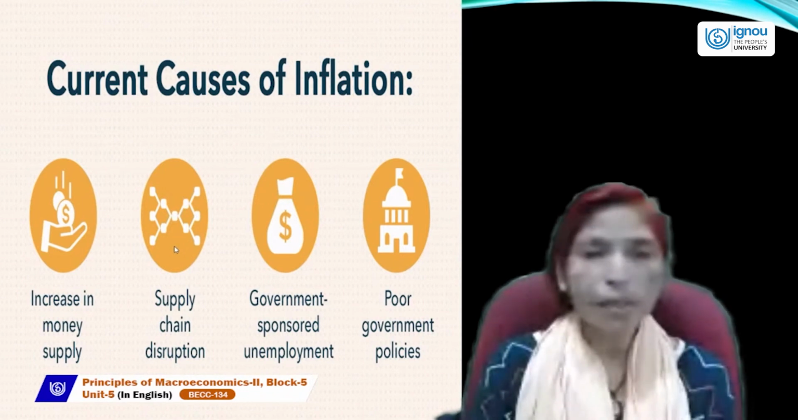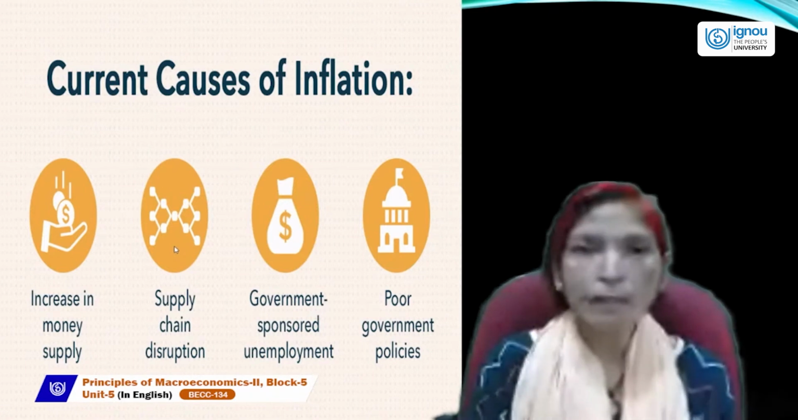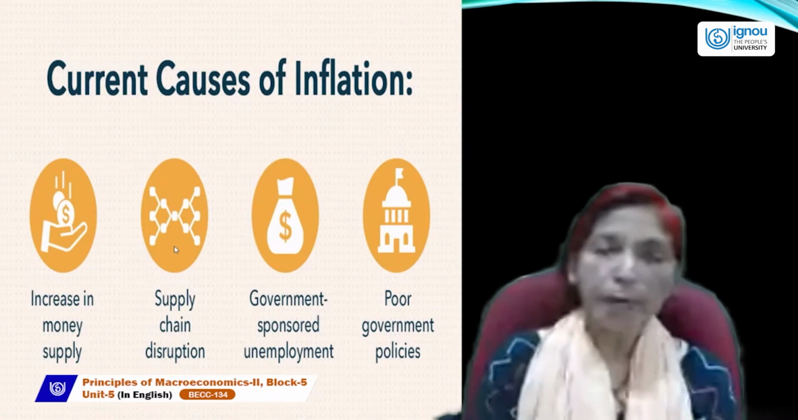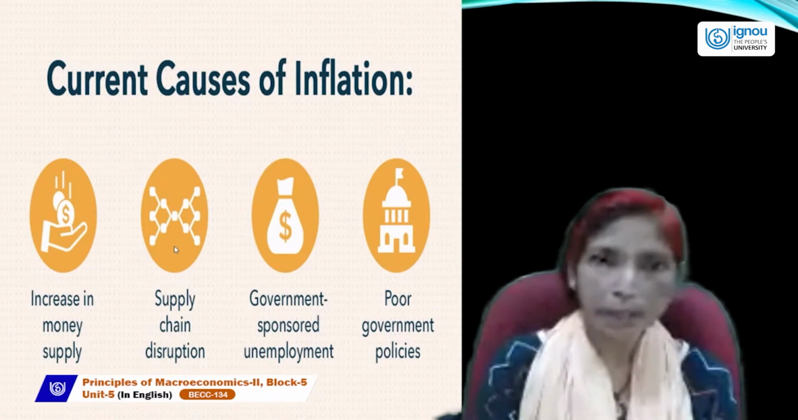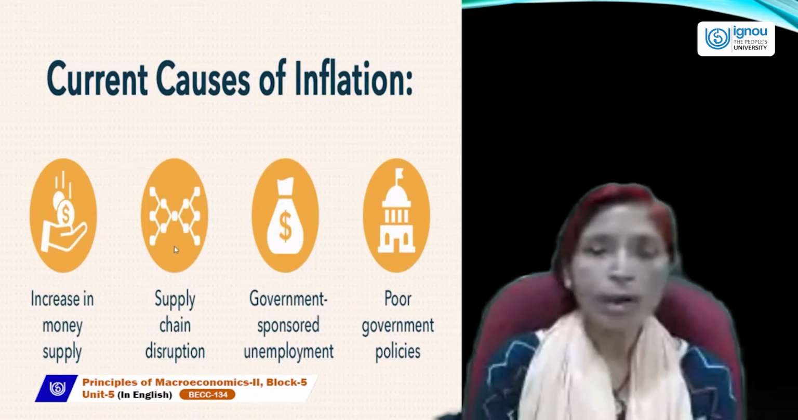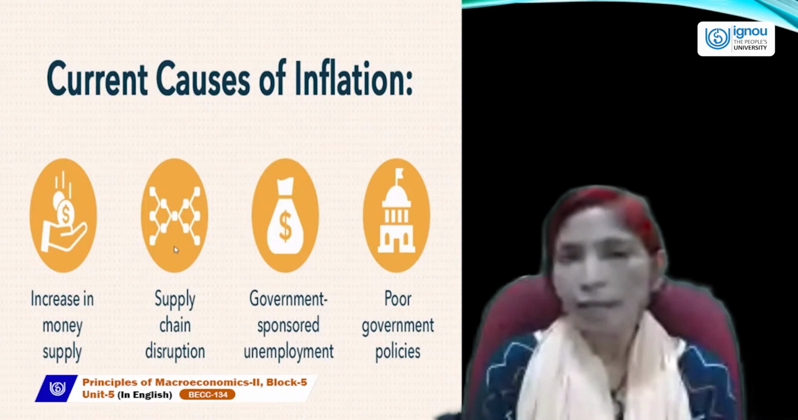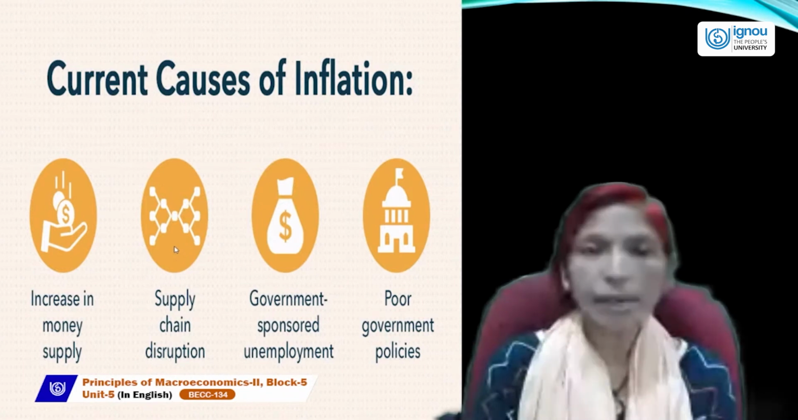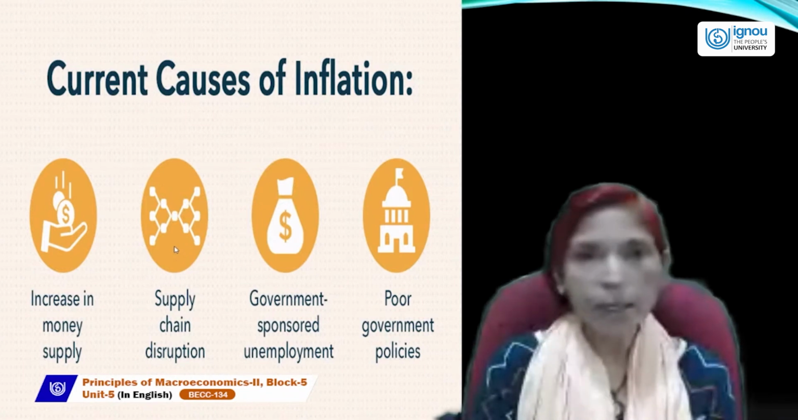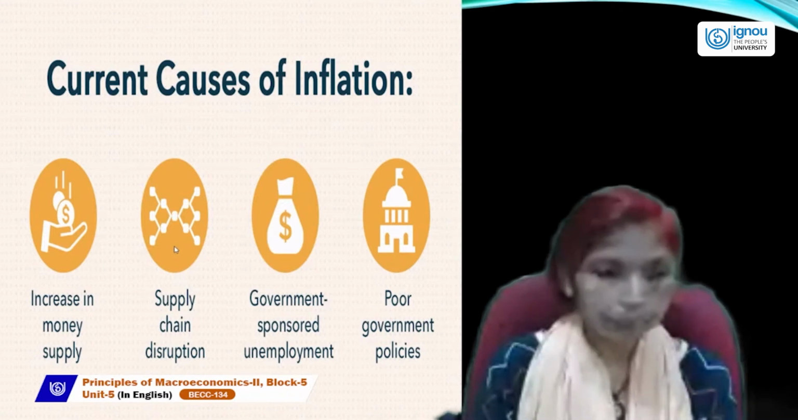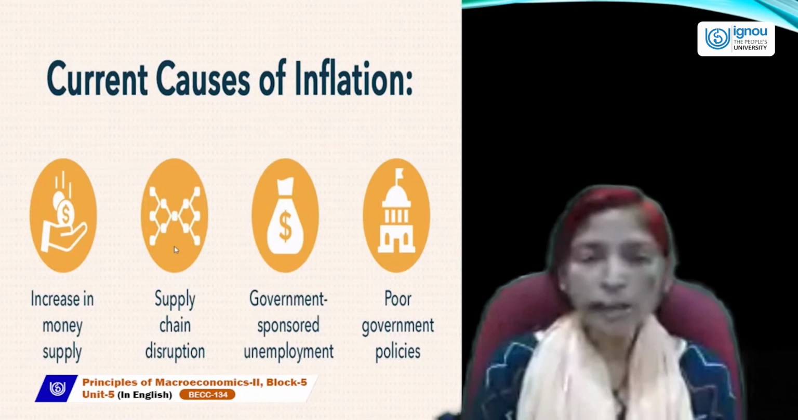So the main and first important cause of inflation is increase in money supply, which always exists in the economy when the government makes a deficit budget. To compensate this budget, the government always does deficit financing through RBI, and in this case money supply increases and price also increases by the same ratio or simultaneously, according to Irving Fisher's quantity theory of money. Next is supply chain disruption.